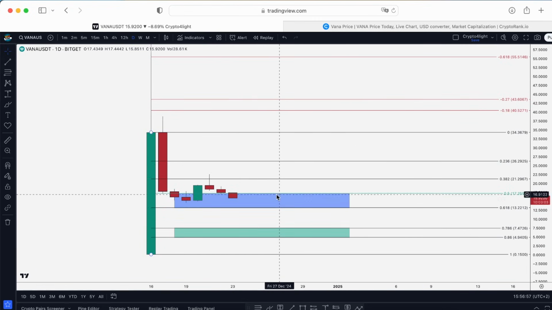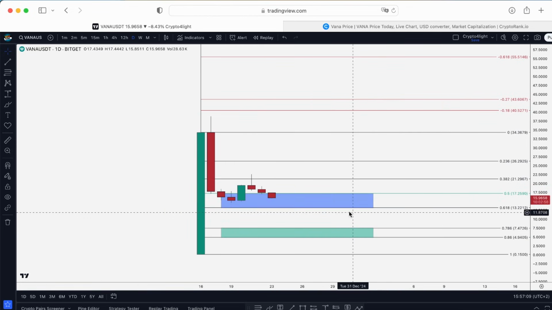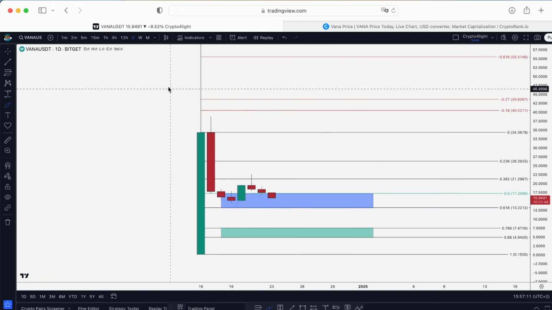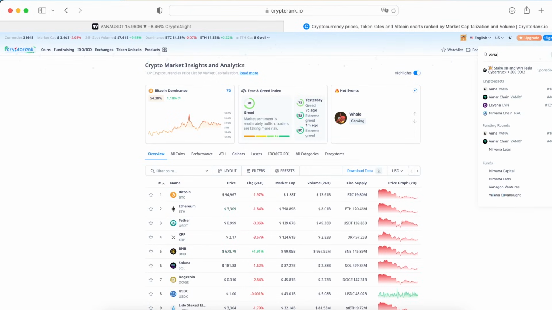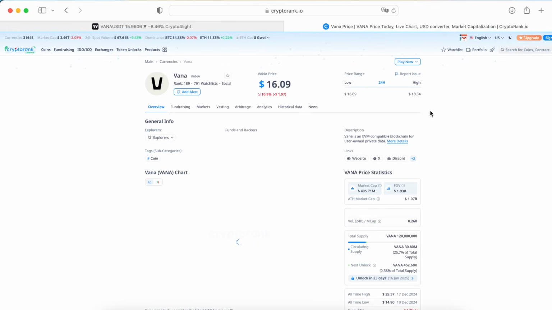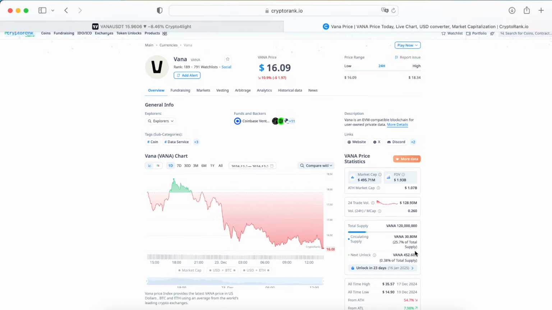And now we came into the first zone of interest, even on BitGet. $17.25, $13.22. The next step is if we drop to $7.47, $4.94. These are blocks where you can start to use a DCA strategy. You can type VANA and we go into the main page. Here you can find the main information. Now only 25% of tokens are unlocked in circulating supply, market cap almost $500 million, FDV almost $2 billion.